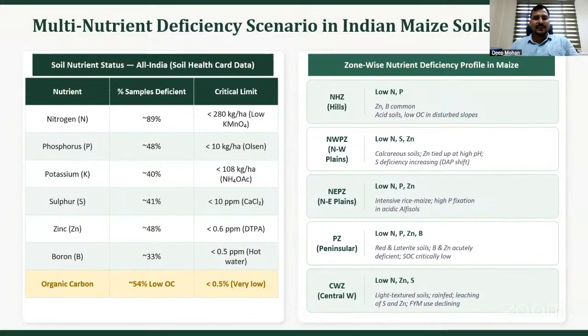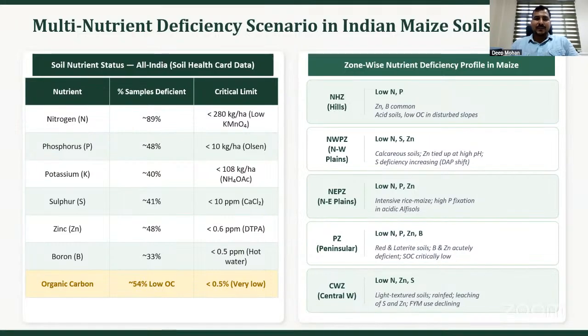So the problem is not in one nutrient. There are multiple nutrients which are deficient in our soil. What this means is that the blanket recommendation, where we say apply 150, 60, 40, the same dose for the whole country, is not going to work. So we need a site specific approach.